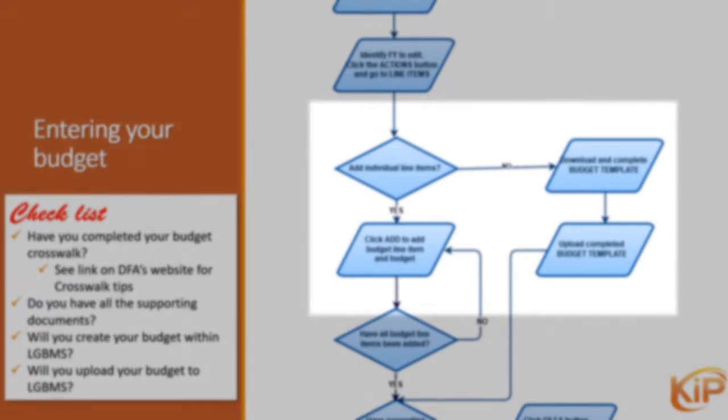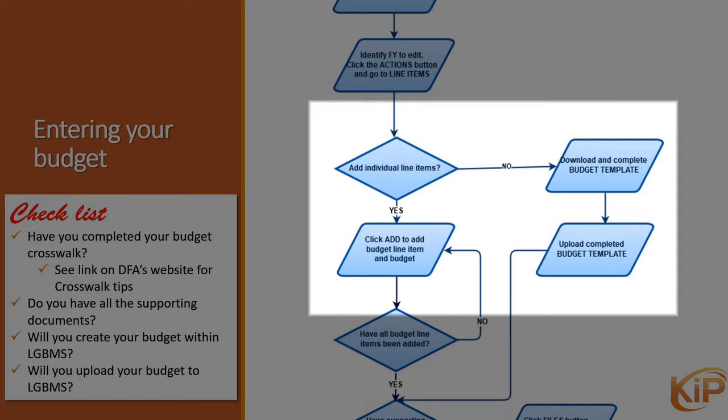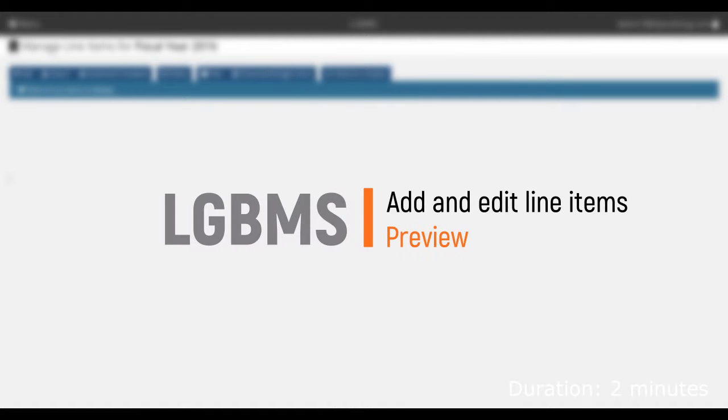There are 2 ways to enter your budget into LGBMS. The first is to enter line items individually, which is possibly the preferred approach if your budget has fewer line items, something along the lines of 20 or less. Let's see what that entails.